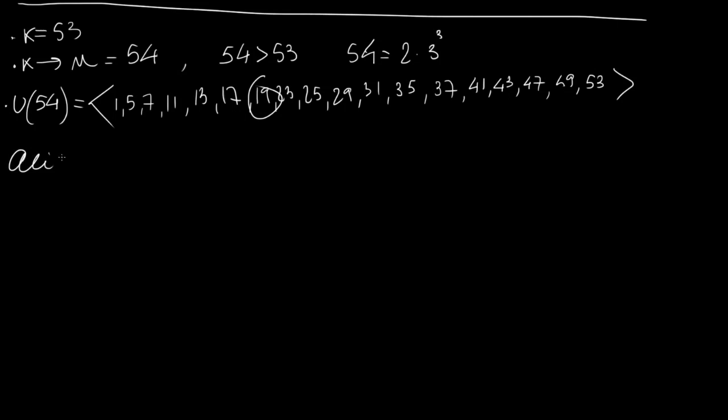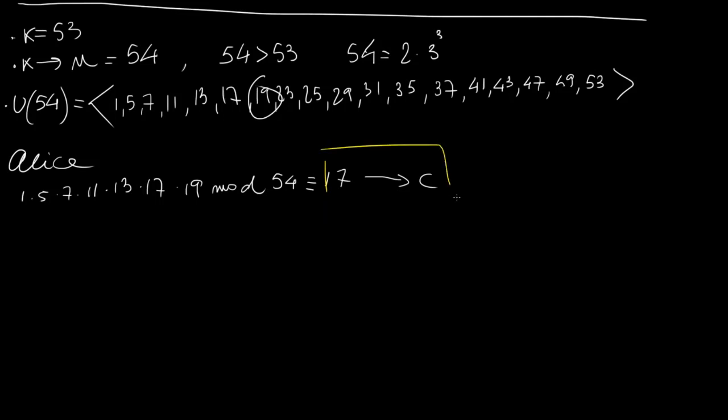So Alice does 1 times 5 times 7 times 11 times 13 times 17 times 19 mod 54, which is congruent to 17, and this is our C. Okay, so this is the first part of the ciphertext. Remember, she is going to check how many times Bob will encounter multiplying 17 by all the other elements. She will generate 53. So she does 17 times 53, which is the last element.